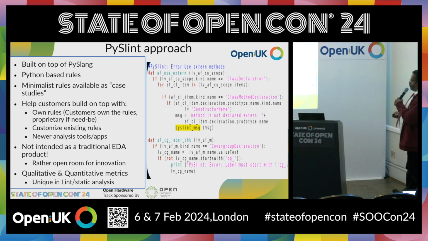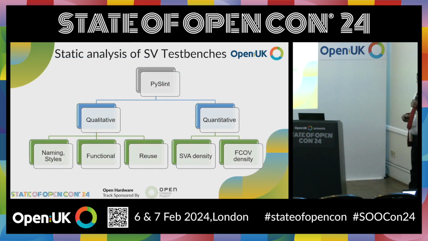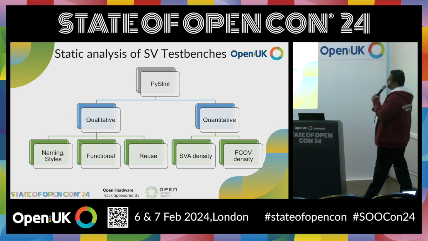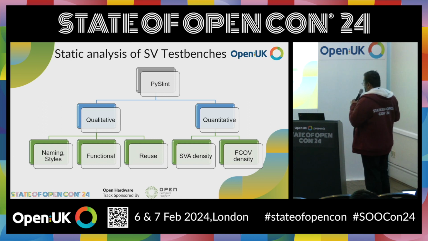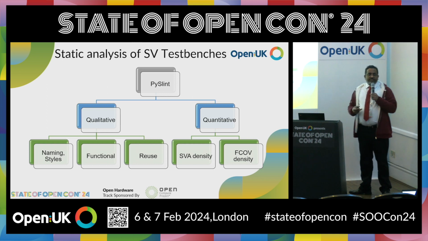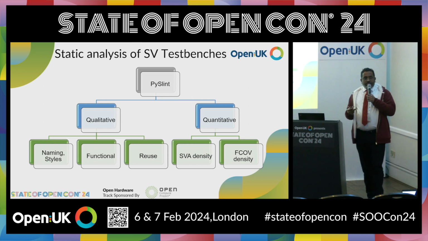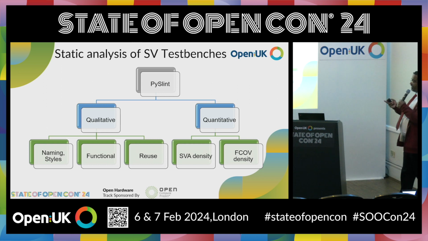And we're going to talk about qualitative and quantitative metrics. So that's fundamentally where PySlint stands today. There are two big parts. One is qualitative analysis, which is typically what you're expecting from a lint. Do you have styles? Do you follow, let's say, your packages shall have underscore PKG as your suffix? Your classes shall have a prefix, and so on and so forth.